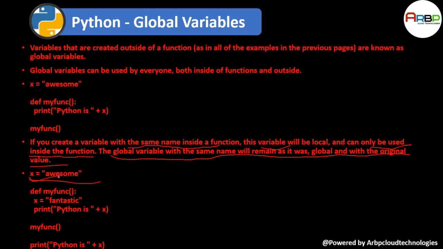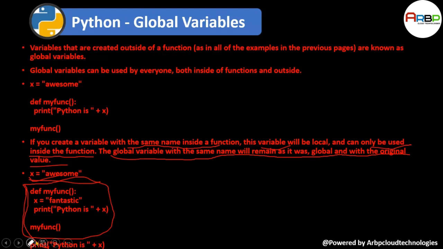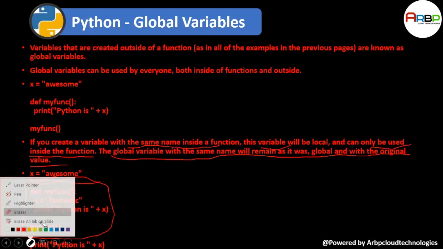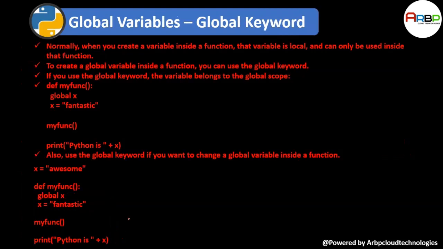If I define it globally and if I change it in this definition, it will change only here. But after this definition is over, I can see that Python is X. Okay. Now, the global keyword.